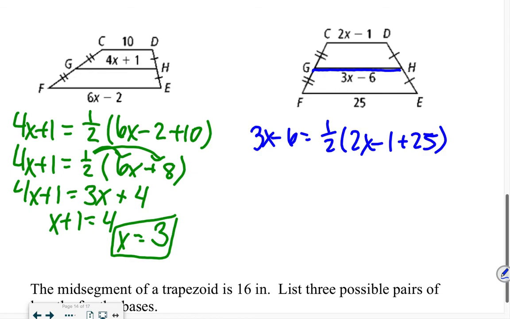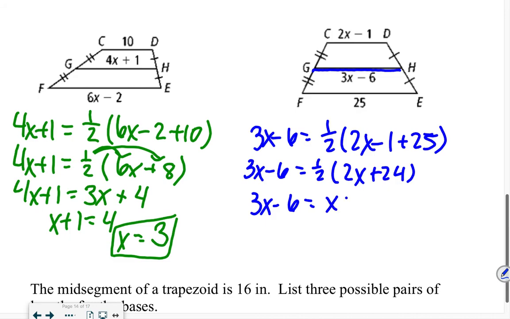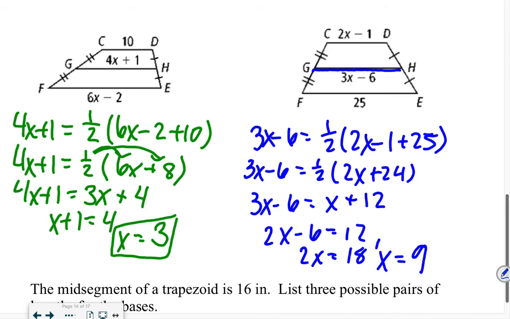Okay, who got an x value for this one? 4. Nine. Oh, 9? Nine. Let's do this one. Okay, so 3x minus 6 equals a half times 2x plus 24 when we add. Distribute my half. I get x plus 12. Subtract my x. 2x equals 18. X equals 9. I on accident wrote 8, like forgot the 1. Oh, gotcha.